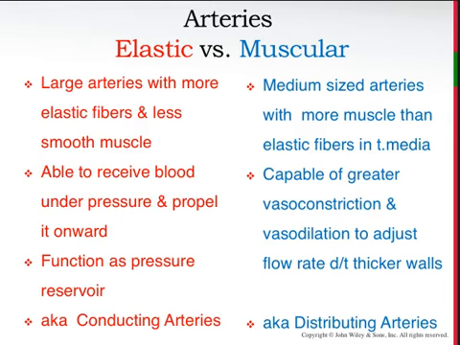So you want to know conducting versus distributing. You want to know who has more elastic fibers, who has more smooth muscle. You want to know who acts as a pressure reservoir, has the ability to deal with that pressure, who has more ability to vasoconstrict or vasodilate and thereby influence the flow rate.